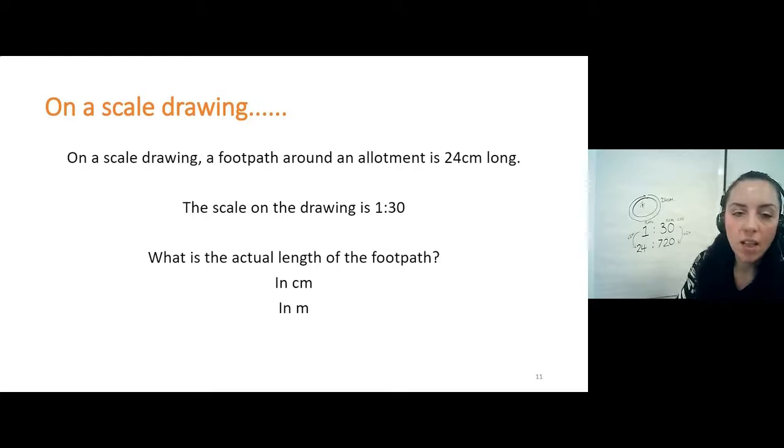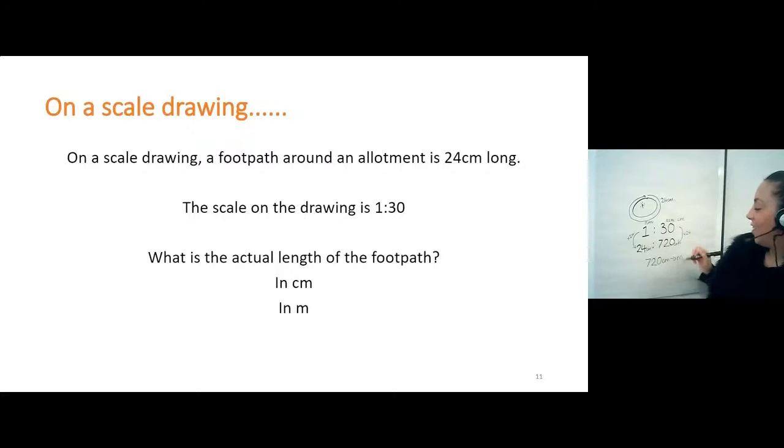So the length we were given of the allotment was 24 centimetres. So when we put 24 in, that was centimetres, and this would have been centimetres. For the next question, it asks for it in metres as well. So we just need to convert our 720 centimetres into metres. How many centimetres in a metre? Well done, Josh. Thanks, Chloe. 100 centimetres in a metre.